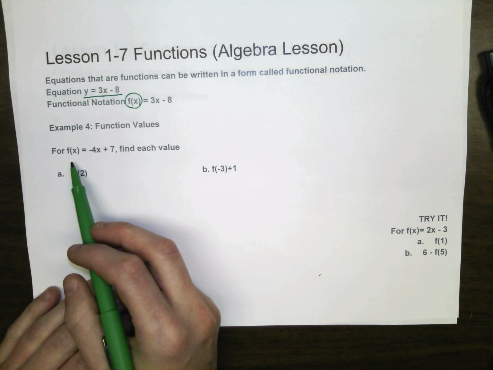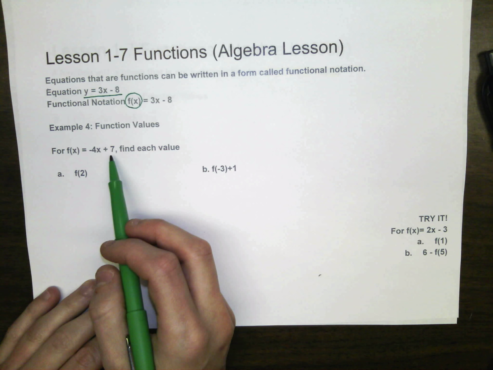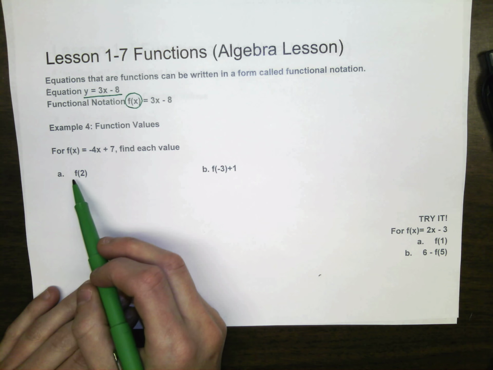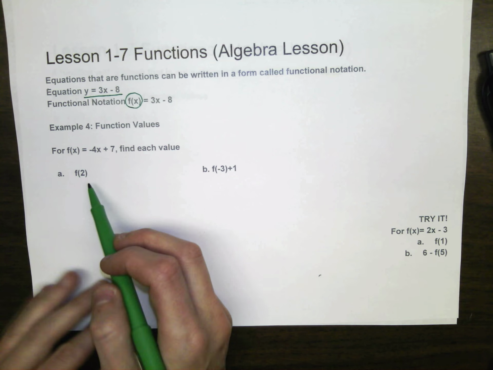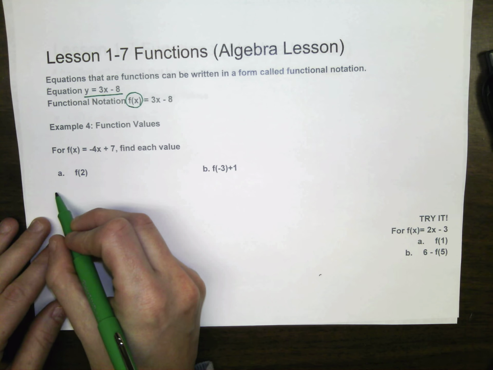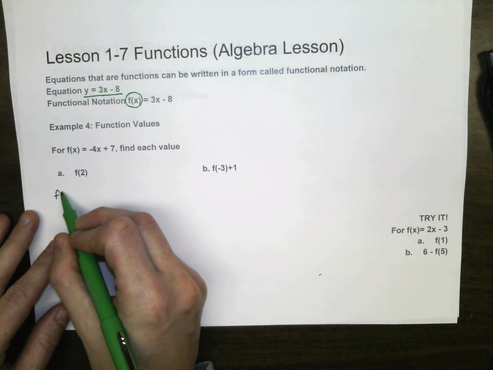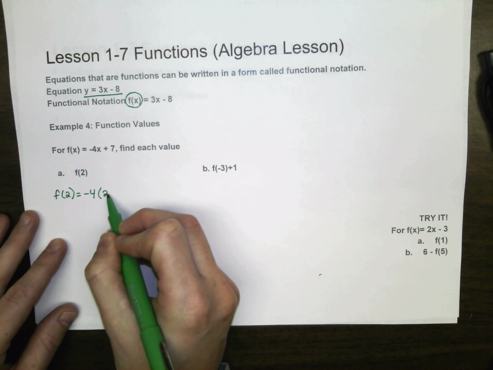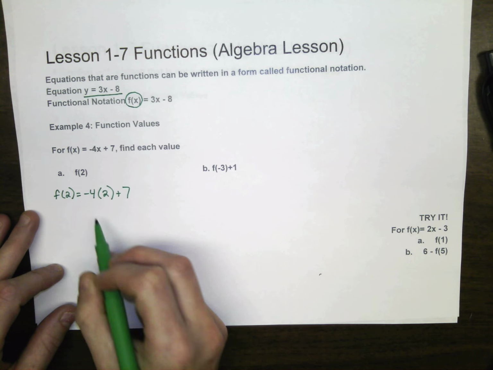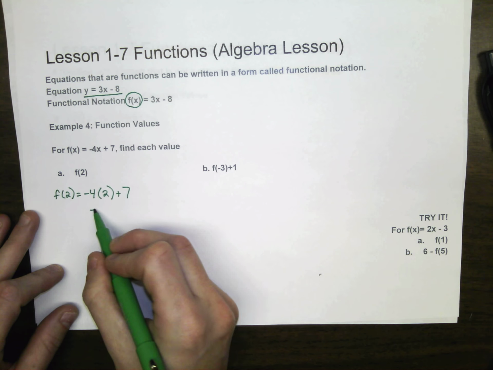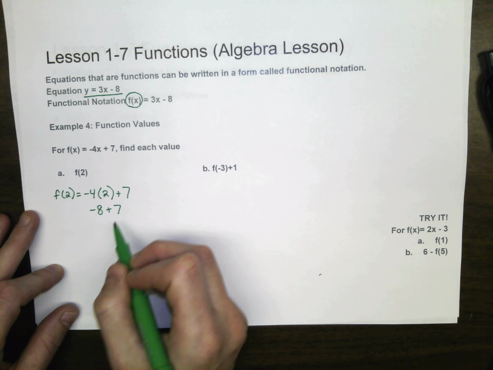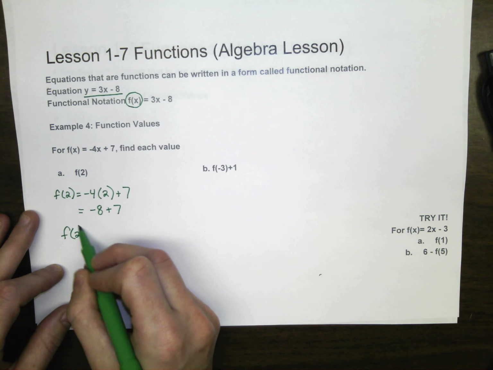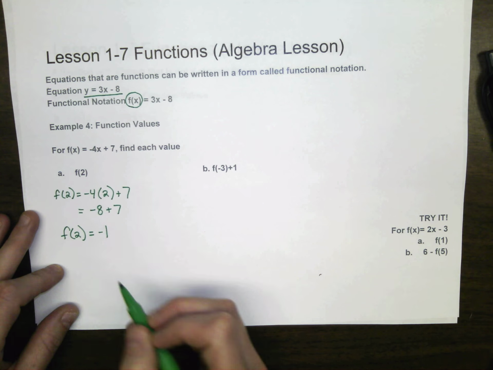If we were given f of x equals negative 4x plus 7, then find the value. Well, we want to evaluate this for when x is 2. So in this case, f of 2 equals negative 4 times 2 plus 7. So negative 4 times 2 is negative 8 plus 7. So f of 2 equals negative 1.